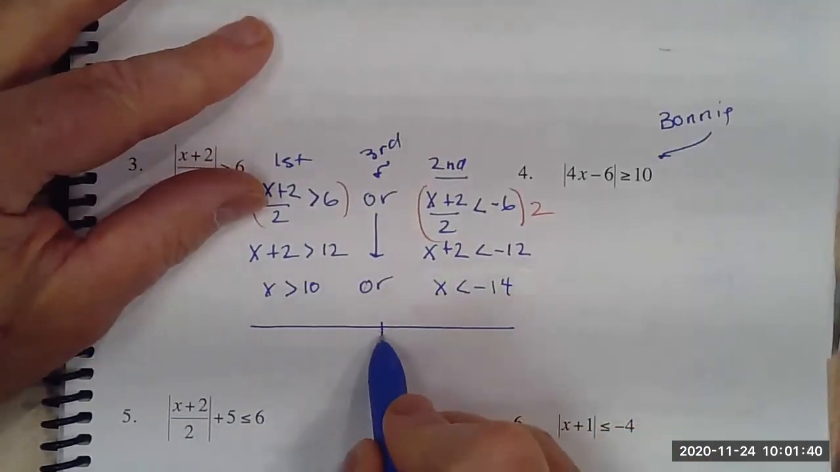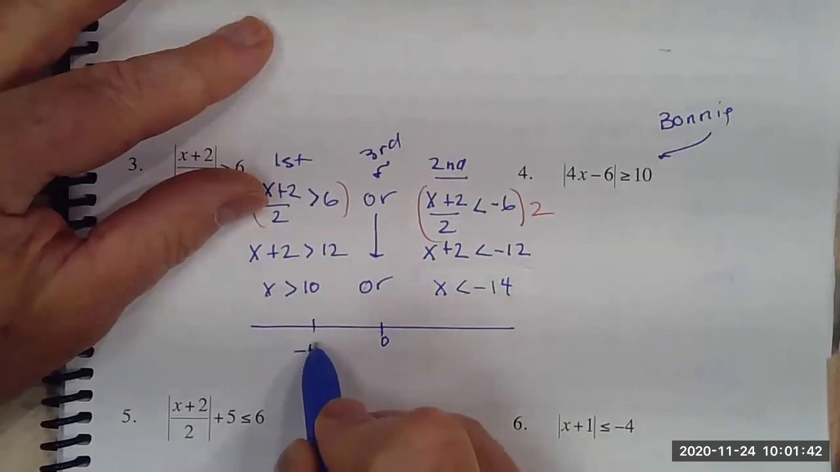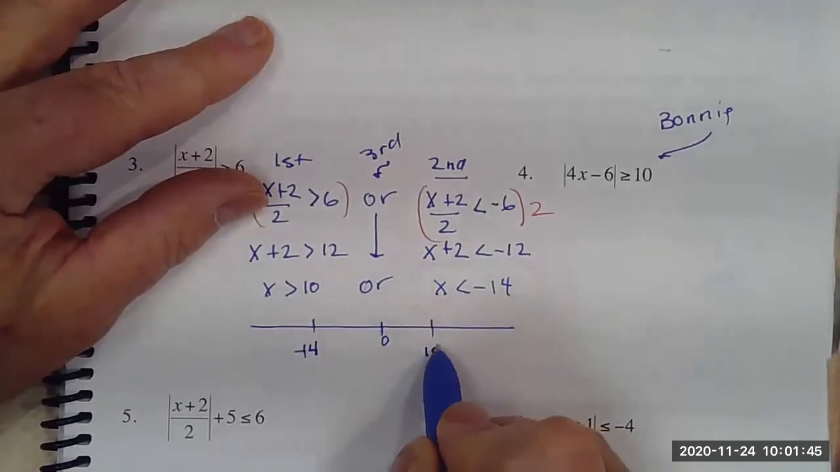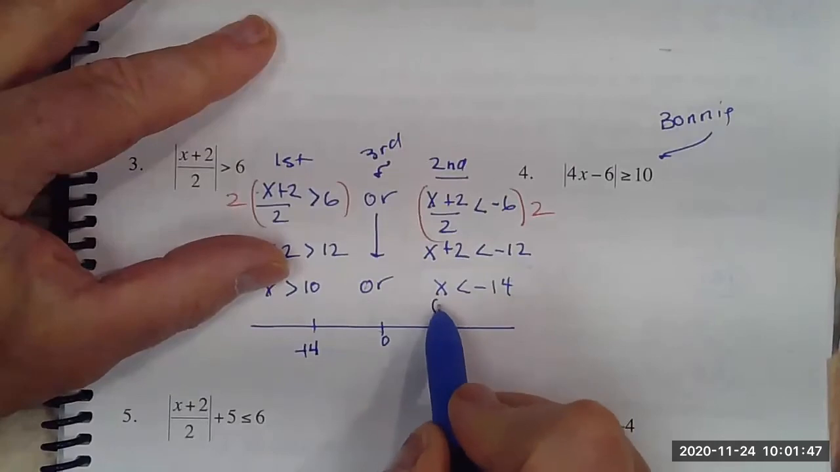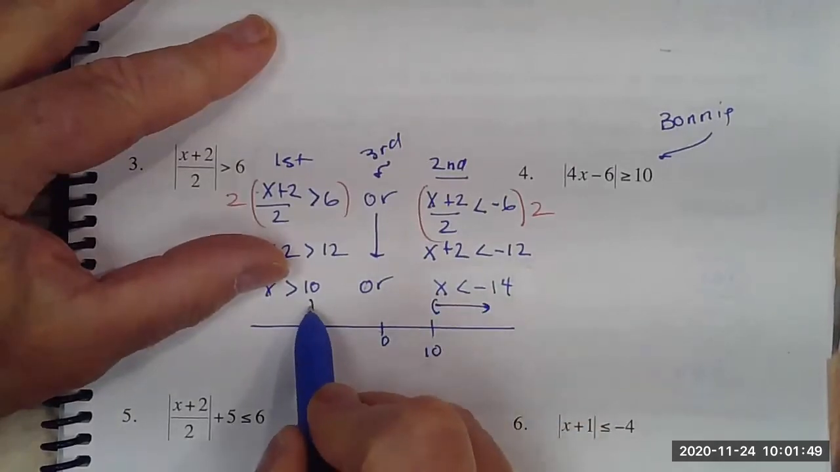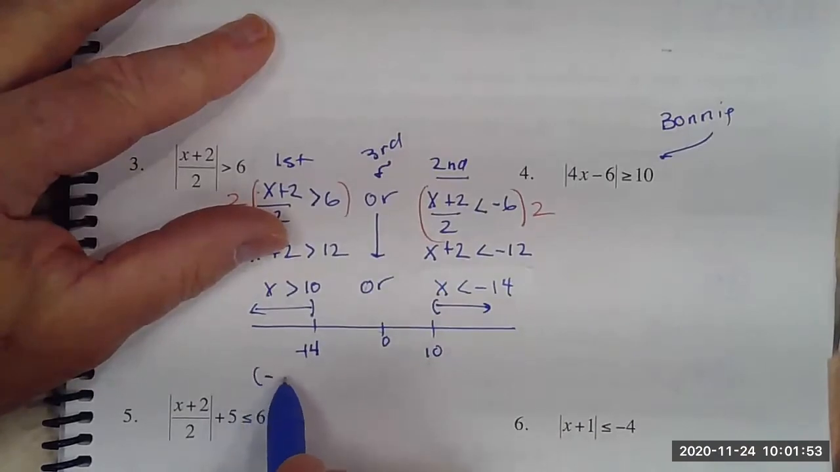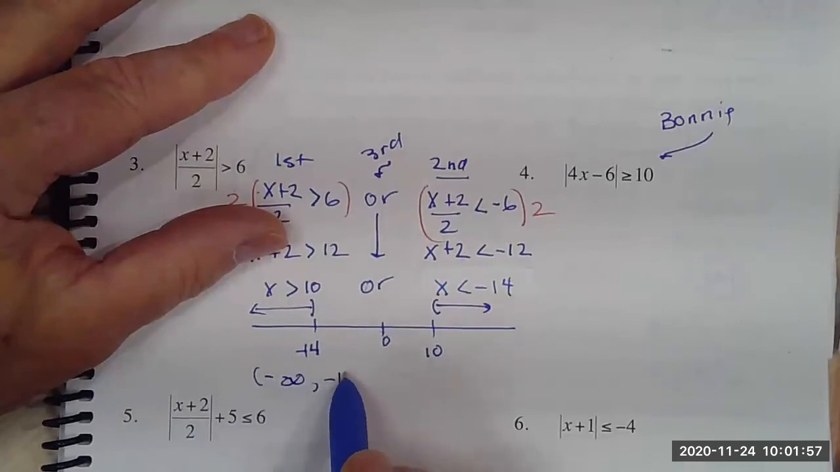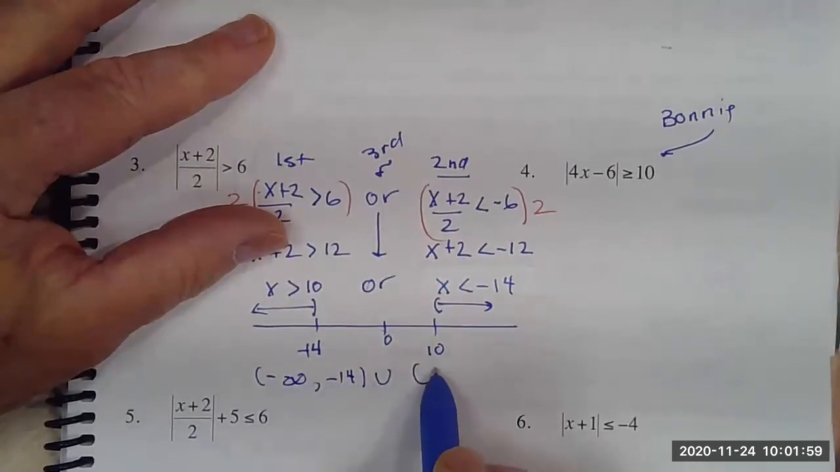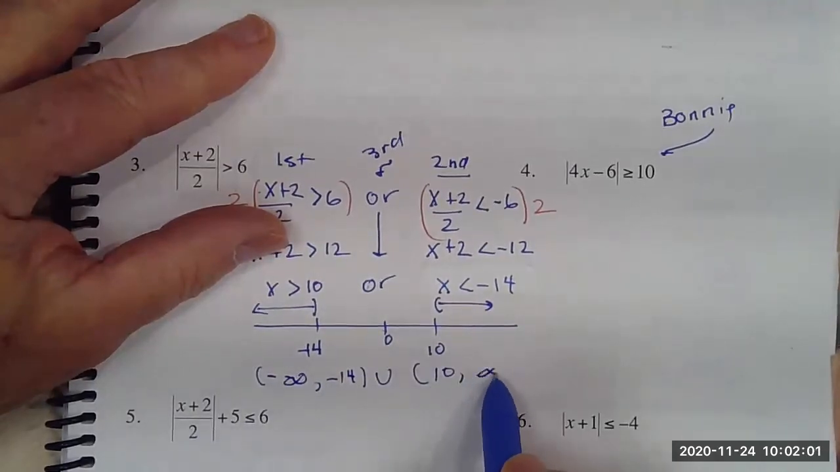Number line, bigger, smaller, interval notation. Union, done.